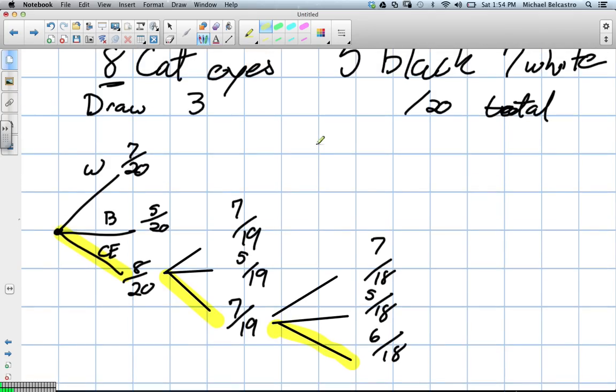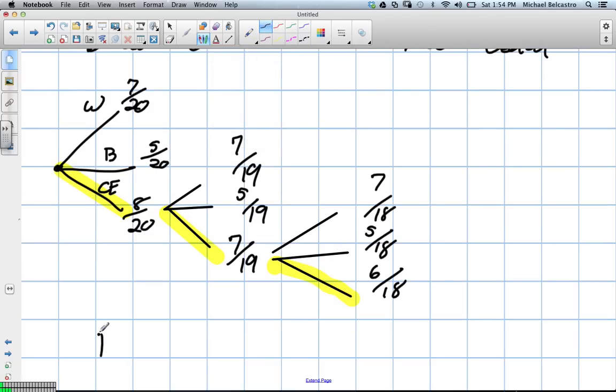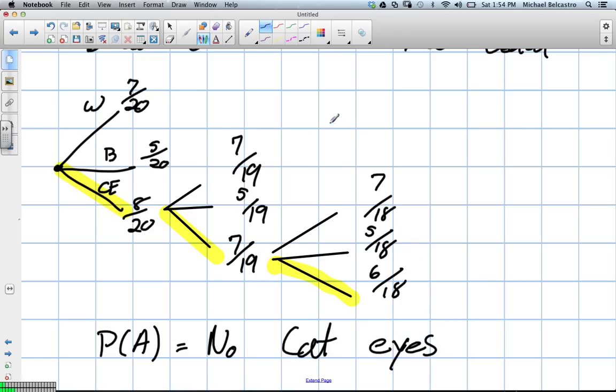So the next question then asked us, and we'll pay a little more attention to this one, is the probability, we'll call it probability of A, of being no cat eyes. Right? So this one, you might think, okay, I draw 3 cat eyes and I can just subtract that probability. And actually, when we did this probability, it was approximately 0.05, right? 5% chance of getting 3 cat eyes in a row.